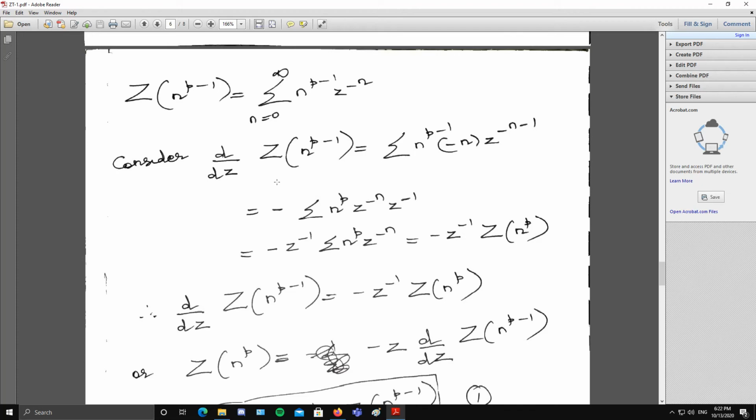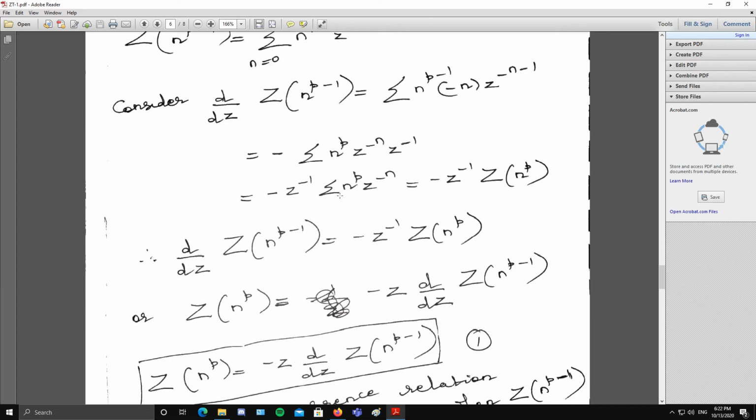So d by dz of Z of n power p minus 1 is the same as summation n power p minus 1 into minus n z power minus n minus 1, that is the derivative of z power minus n. Minus I have taken out, n power p minus 1 into n is n power p, z power minus 1 is my z power minus n, minus z inverse is taken out, summation n power p z power minus n. This summation is the same as the transform of n power p.